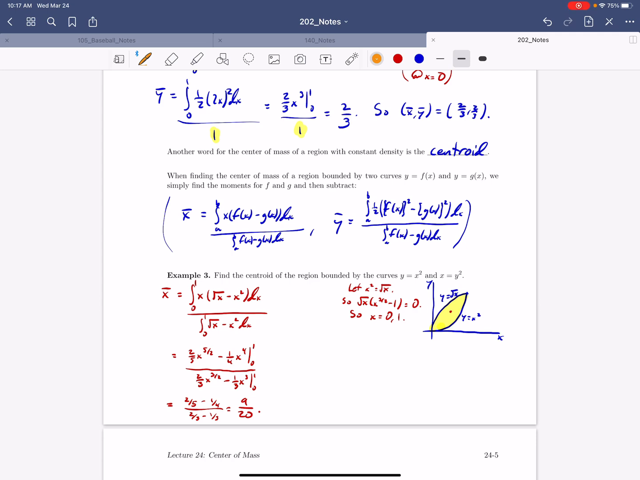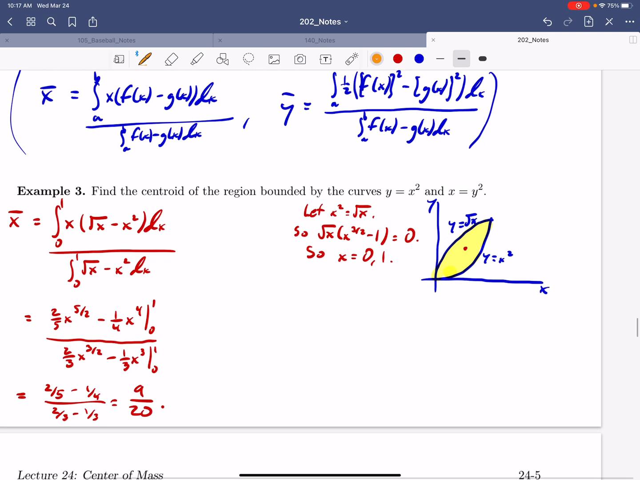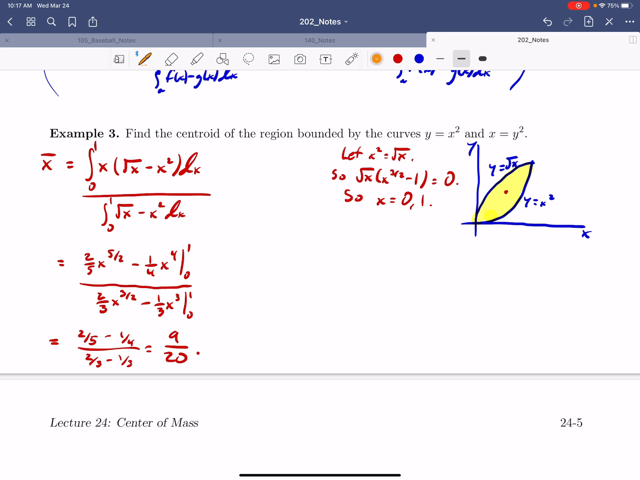Hey everyone, let's finish example 3 from class. Remember, we were finding the centroid of this region. We found x bar, and we did note that there was symmetry about the line y equals x, so y bar really should be the same as x bar. It should be 9/20ths, but let's just make sure.